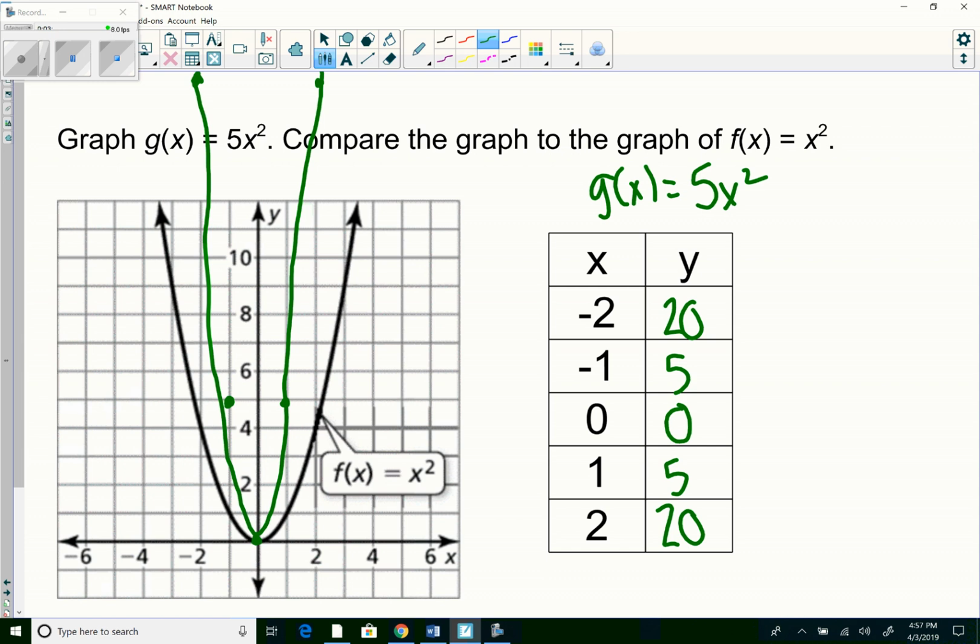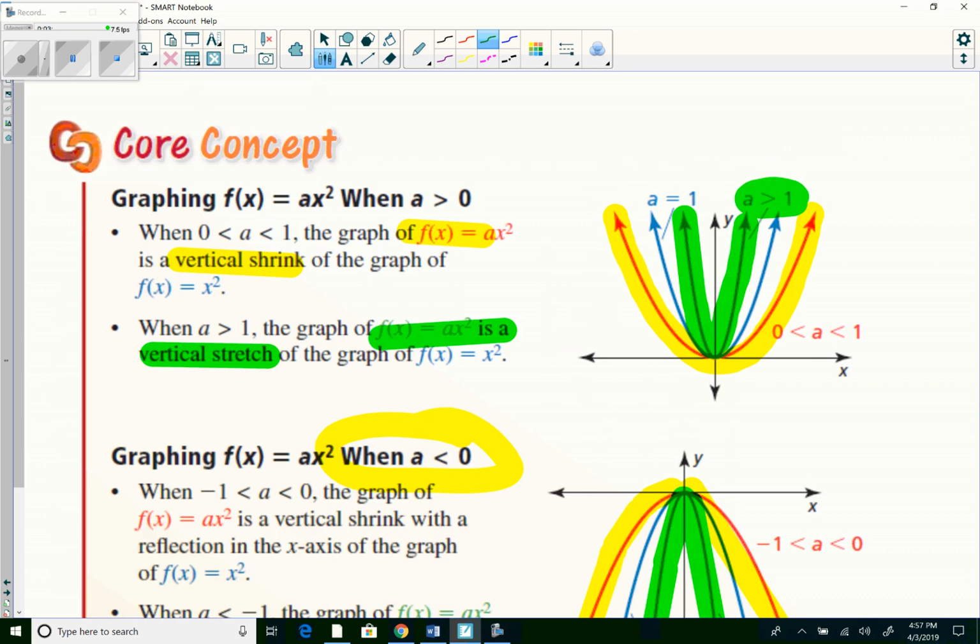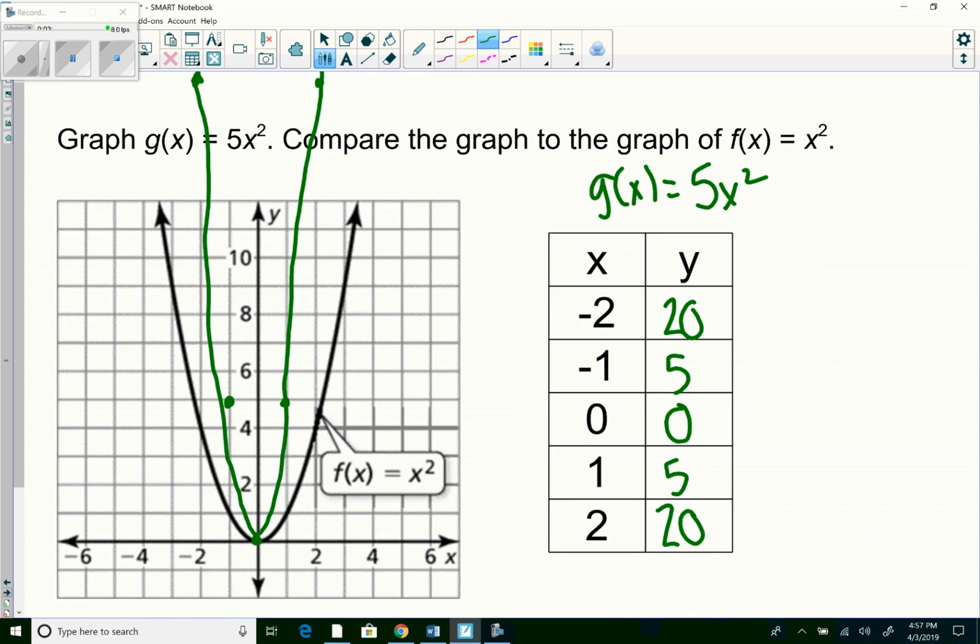Okay, so let's take a look at this. Is this graph getting closer to the y-axis or is it getting closer to the x-axis? Is it going to be more like the one that's shaded in green, or like the one that's highlighted in yellow? Hopefully you're noticing that it's going to be the one more like the green. So we're going to say that this graph is vertically stretching. We're pulling it, getting it closer to that y-axis.